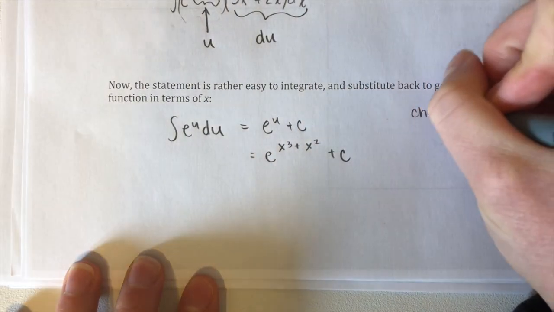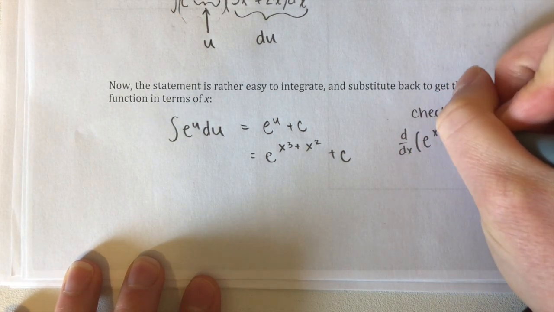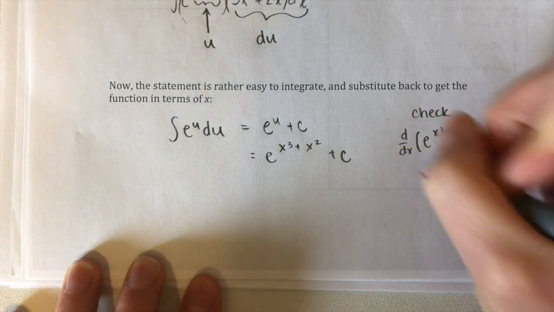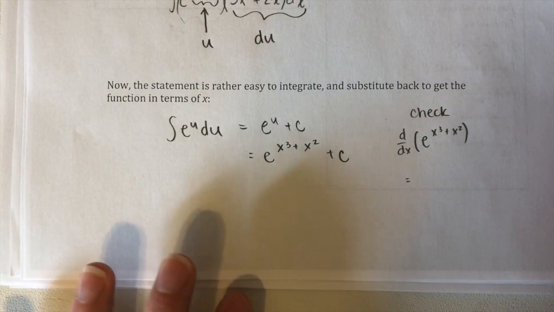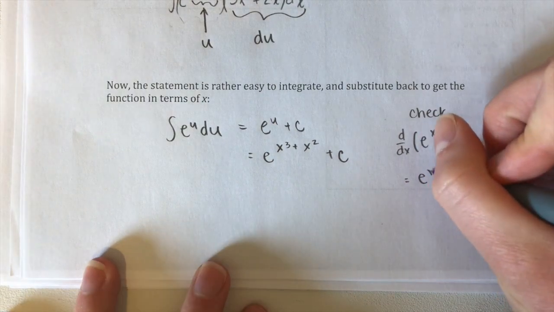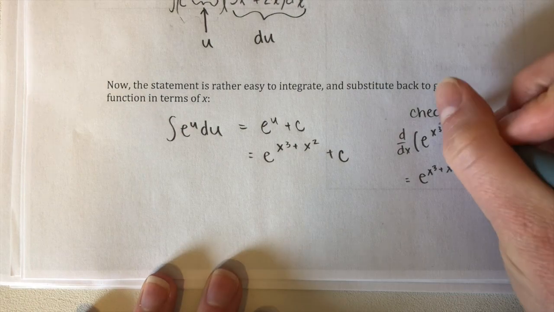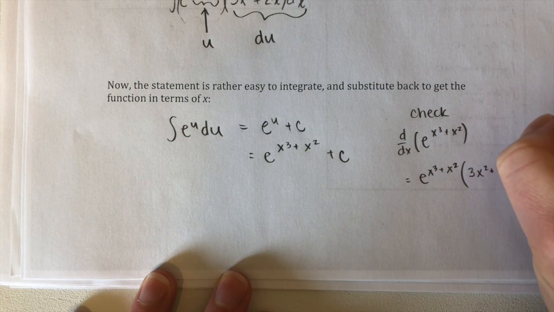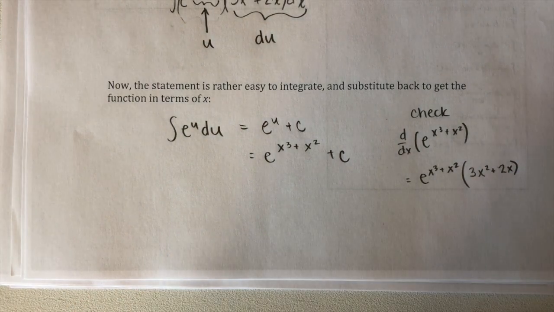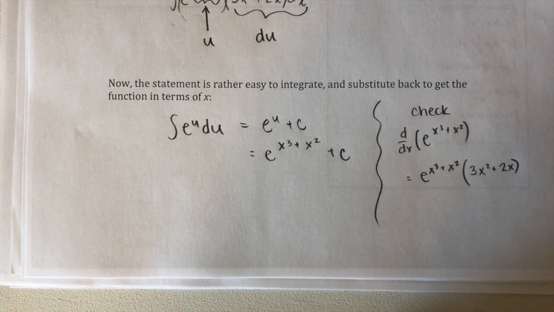If we want to check this, if we do the derivative of e to the x cubed plus x squared, it's going to be, the derivative of e to the something is always just e to that something. So e to the x cubed plus x squared, and then we'd have to use the chain rule, do the derivative of that exponent. That's where we're getting that 3x squared plus 2x. Okay, so that's how we use substitution.